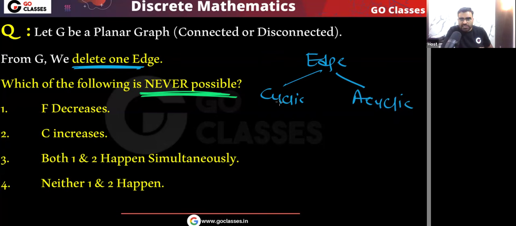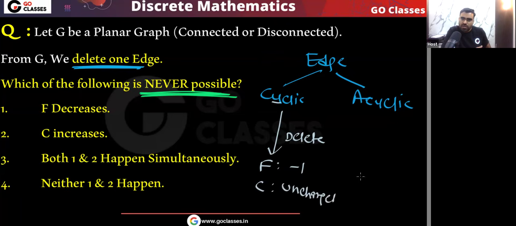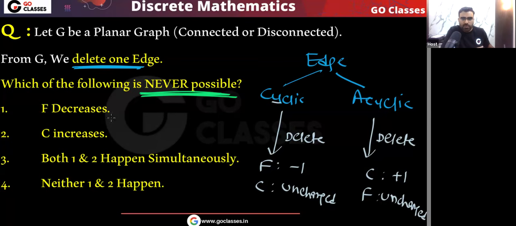So if you delete a cyclic edge, then what will happen? If I delete a cyclic edge, then F will reduce by 1. For the number of faces, I can say it will be -1. The number of components will be unchanged. And if I delete an acyclic edge, then the number of components will increase by 1 and the faces will be unchanged. One of these will definitely happen. Yes or no? So, a very simple point: which is never possible?